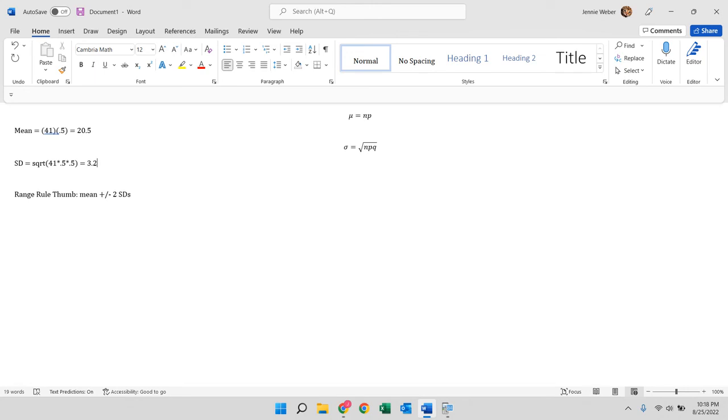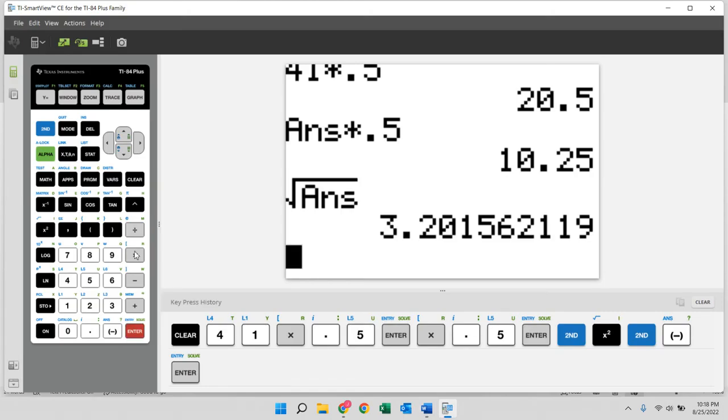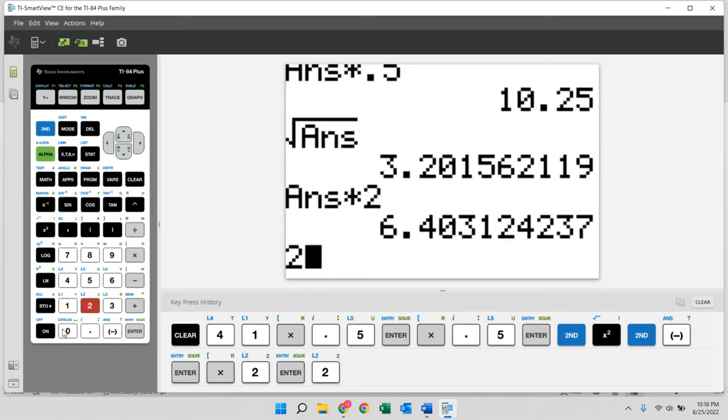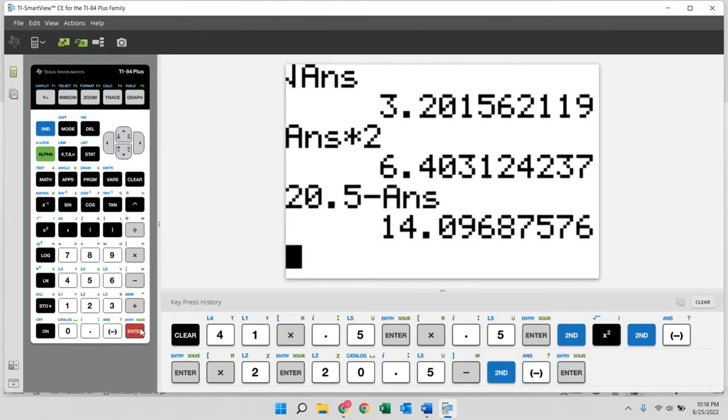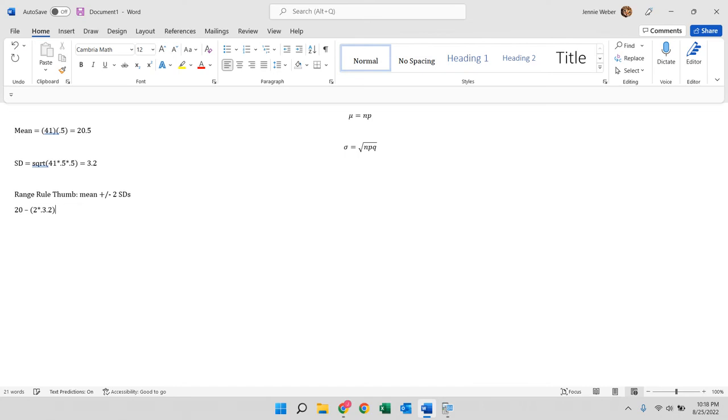Okay, so now to find the high and low, to be significantly low, it would need to be 20.5, the mean, minus 2 times 3.2. Okay, so we're going to take the 3.2, times it by 2, and then we're going to subtract it. And then so our bottom value is 14.1. So it would have to happen less than 14 times to be significantly low.